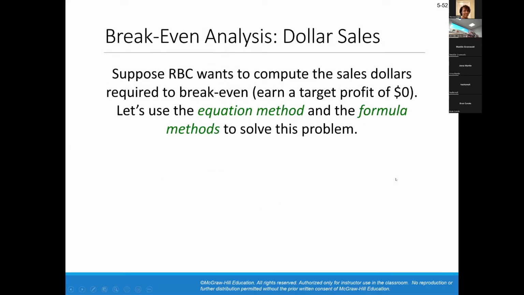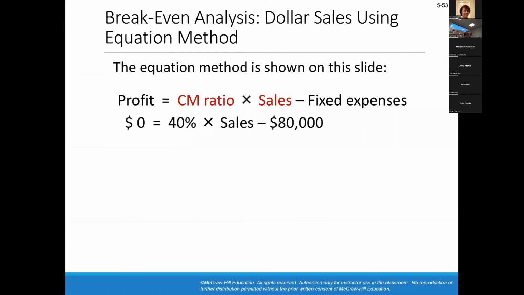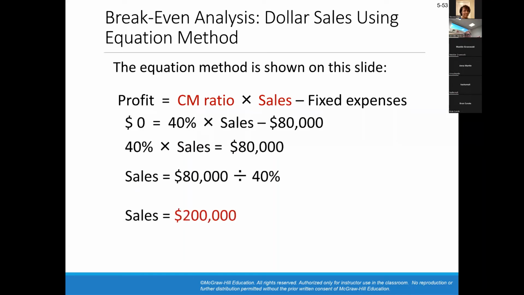All right, so they want to compute the sales dollars required to break even. Then let's use the equation method and the formula method to solve the problem. So we're going to look at 2 different ways. So here's the equation method. We have that contribution margin ratio of 40%, which we calculated earlier, times the sales minus the fixed expenses. Well, we know the fixed expenses is 80,000. So we're going to take the 80,000 divided by 40% to come up with 200,000 in sales.